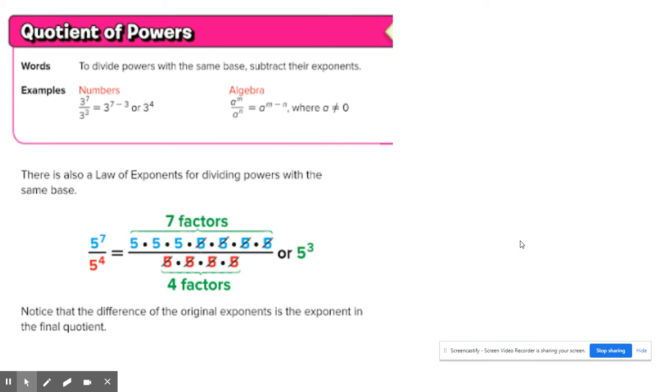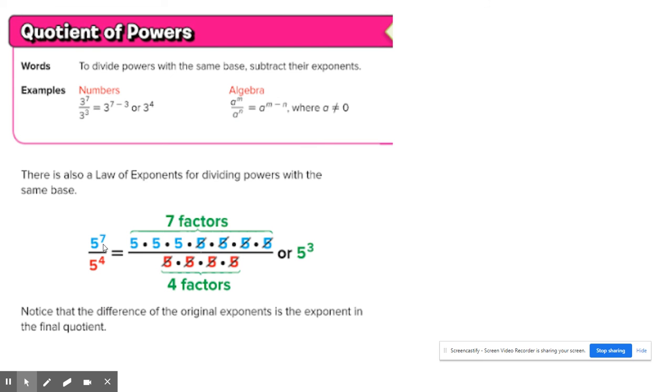Okay, dividing. If multiplying, you add the exponents, you probably can figure out that dividing them, as long as the base is the same, you're going to subtract the exponents. So the example they give you, 3 to the 7th divided by 3 to the 3rd, be 3 to the 7 minus 3 or 3 to the 4th. And in algebra, again, A to the M over A to the N would be A to the M minus N power. A cannot be 0 because the denominator can never be 0.